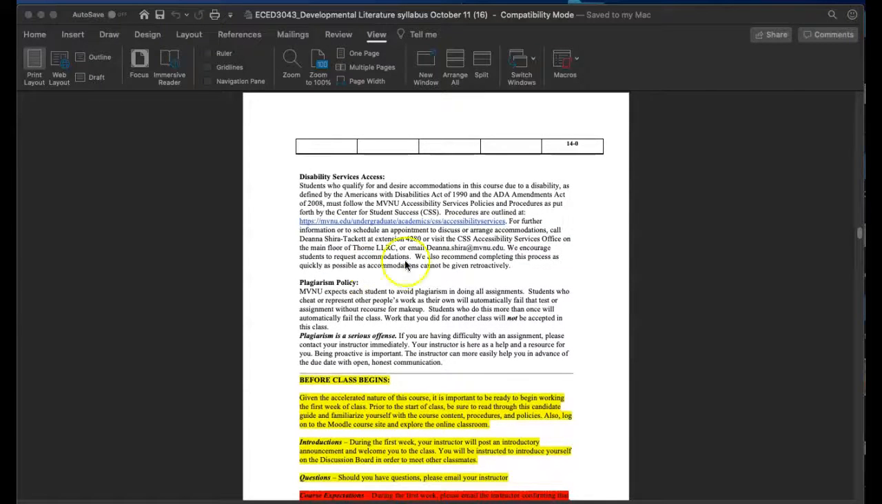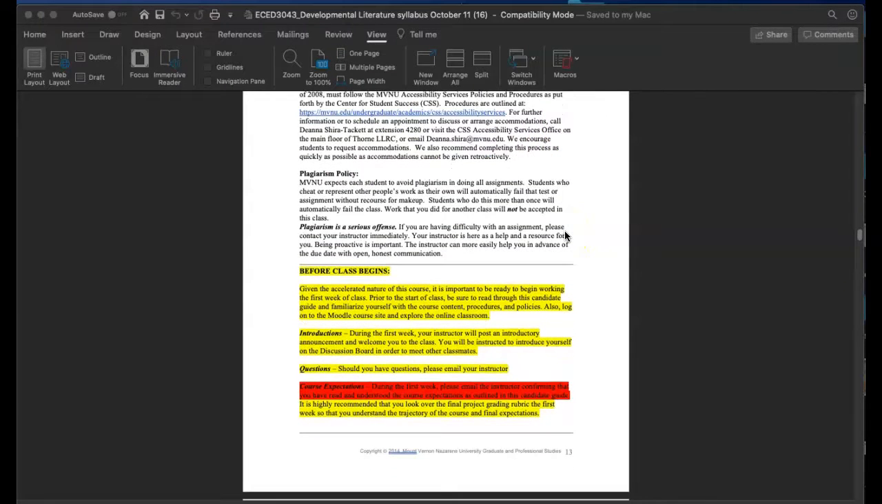If you need accommodations of any sort, it is your responsibility to let the instructor know that you need accommodations and what they are. The plagiarism policy, it is a serious offense, so make sure that you are posting things in your own words. And if you're using a quote, that you are citing the resource that you got it from.